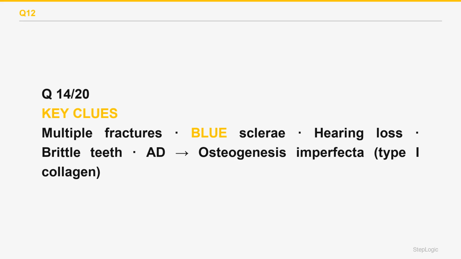Osteogenesis imperfecta is caused by a defect in type I collagen, most commonly an autosomal dominant mutation in the COL1A1 or COL1A2 gene. Type I collagen is the main structural protein of bone, but also sclera, teeth, dentin, tendons, and the ear. A defect makes all these tissues fragile, hence the classic tetrad: brittle bones with recurrent fractures from minimal trauma, blue sclerae, the thin defective sclera lets the underlying choroidal veins show through, conductive hearing loss, abnormal middle ear ossicles, and dental imperfections, brittle discolored teeth.